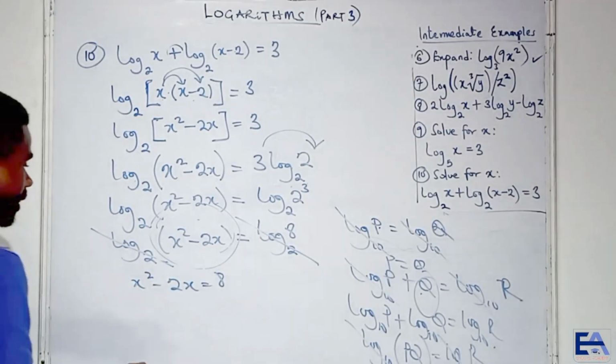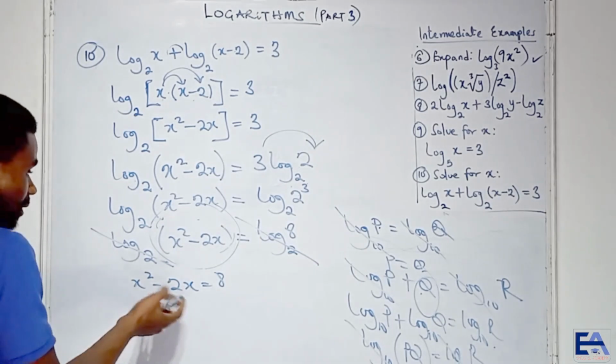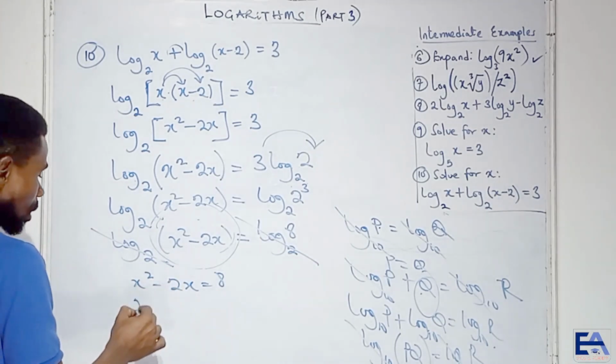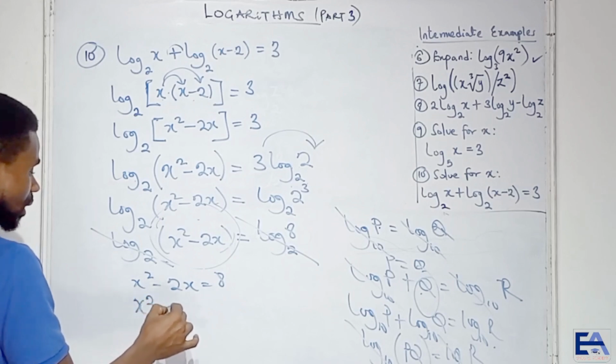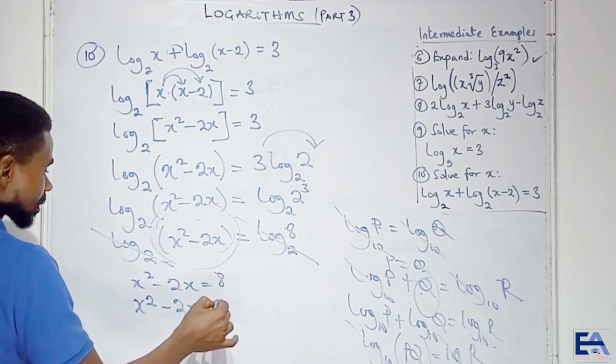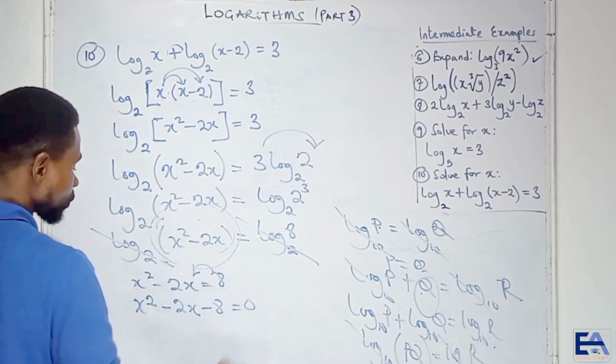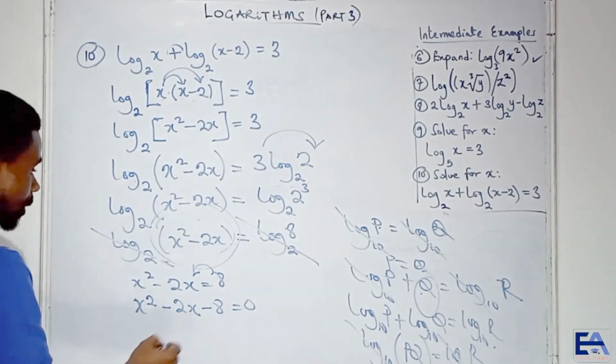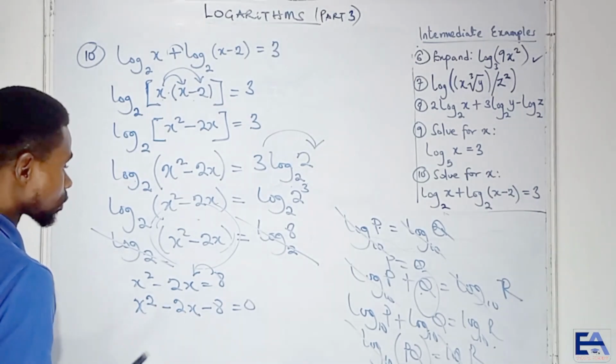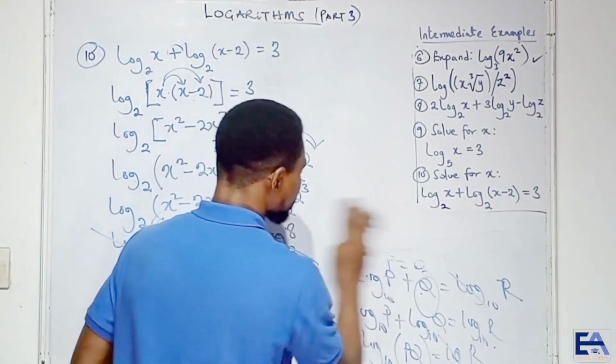Now the next agenda is, how do we solve this? This is looking more like a quadratic equation. To make it more of a quadratic equation, you say x squared minus 2x, then you bring this 8 to this side, that is minus 8 is equal to 0. So now we have a quadratic equation. The next thing is to solve it quadratically.